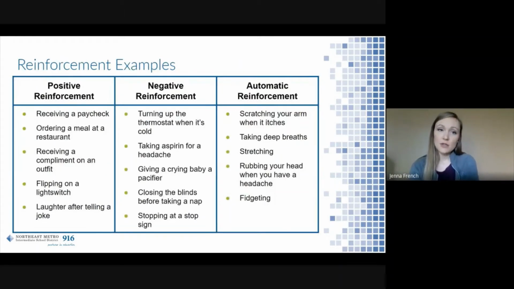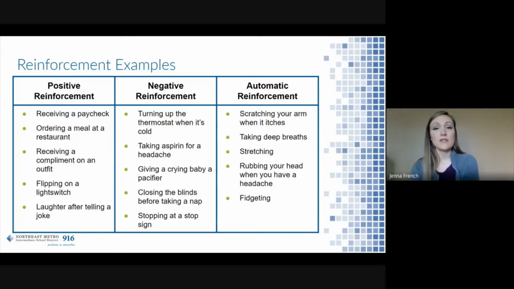Some different examples of those types of reinforcement. Positive reinforcement could be receiving a paycheck, ordering a meal at a restaurant and receiving the meal, receiving a compliment on an outfit, flipping on a light switch, and then laughter after telling a joke. Examples of negative reinforcement are turning up the thermostat when it's cold, taking aspirin for a headache, giving a crying baby a pacifier. That negatively reinforces our behavior because it stops the crying. And closing the blinds before taking a nap and stopping at a stop sign.